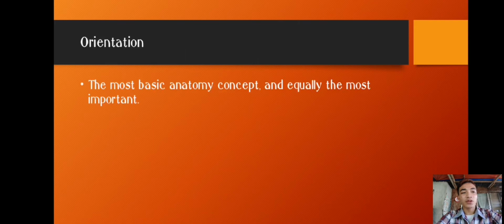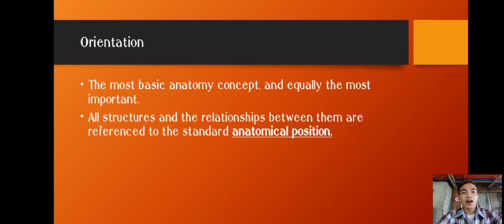So that's it. Next, we will proceed to the orientation, the most basic anatomy concept, and equally the most important. All structures and the relationships between them are in reference to the standard anatomical position. So in this orientation, the person is considered to be standing upright, with the arms hanging by the side, palms facing forward, and thumbs pointing away from the body. The feet are slightly parallel and the toes oriented to the front.